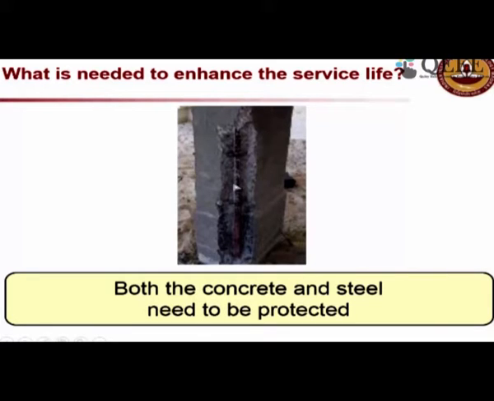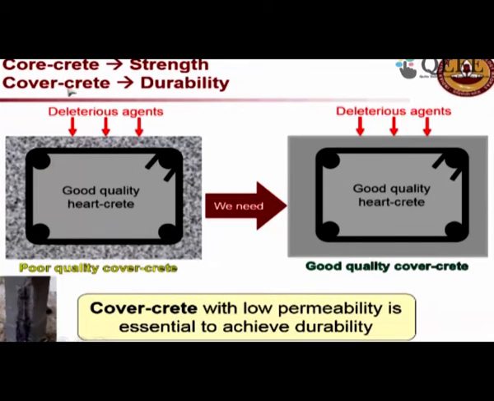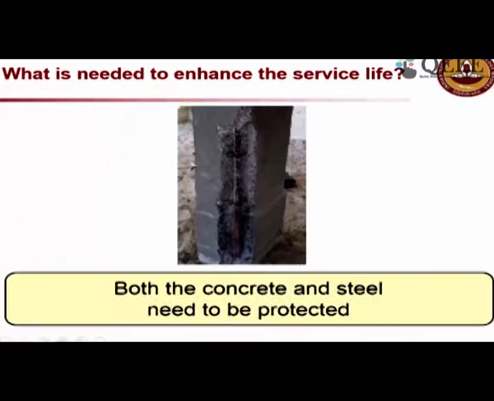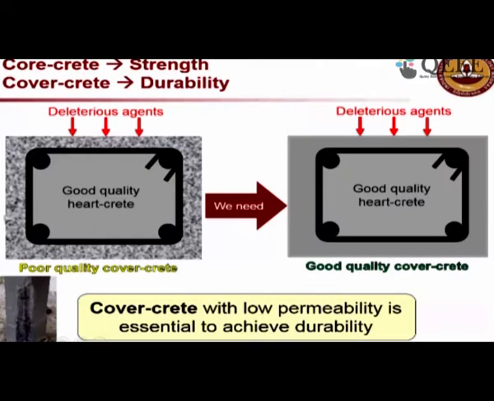As you see here in this structure, you have a reinforcement here, and then you have cover concrete. This is how a structure, like a concrete column, will look, where both the concrete and steel need to be protected from the external elements. This is a schematic of the column. On the left side you have a porous, poor quality cover concrete, and inside the stirrup you have good quality concrete, the hardcrete is very good, but the covercrete is of poor quality.